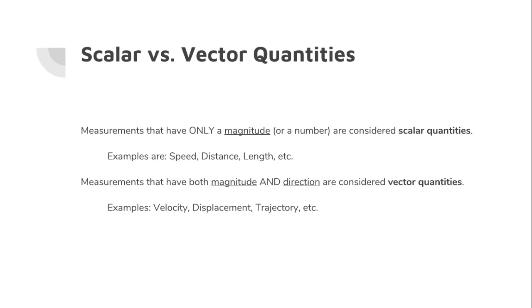Measurements that have both magnitude and direction are considered vector quantities. These include things like velocity, displacement, trajectory. When you graph vectors, they're the same as scalar quantities, except one end will have an arrow that tells you which direction it's going. So the only difference between a scalar and a vector quantity is that a vector quantity has direction, a scalar does not.